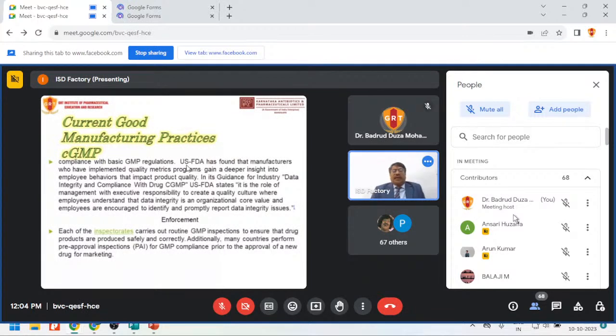Inspectors carry out routine GMP inspections to ensure that drug products are produced safely and correctly. Additionally, many countries perform pre-approval inspections for GMP compliance prior to approval of a new drug for marketing. So all this enforcement is very important for the current good manufacturing practices.